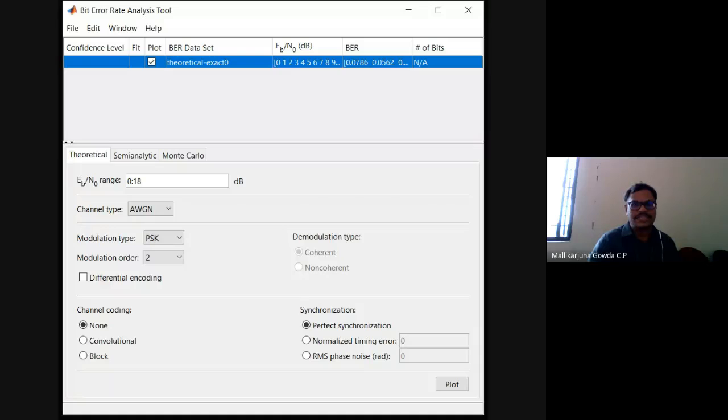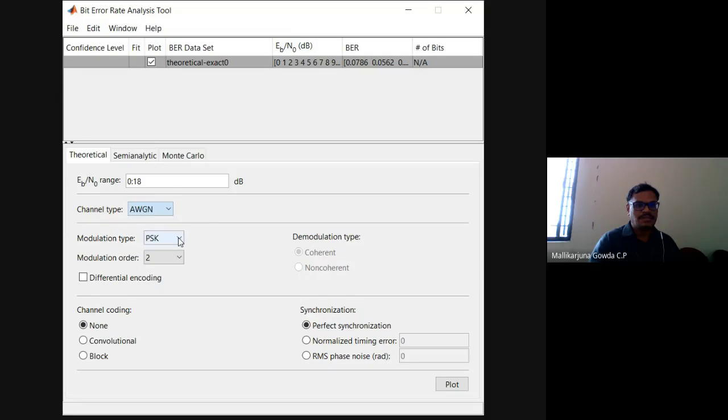Yeah, you're able to see now this window, bit error rate analysis. It is a very good tool that we have in MATLAB. Here I can set the Eb/N0 range. Even the channel type, not only AWGN, I can change it to Rayleigh, Rician. I think you will study all these things in wireless. So far we have considered only AWGN, right?